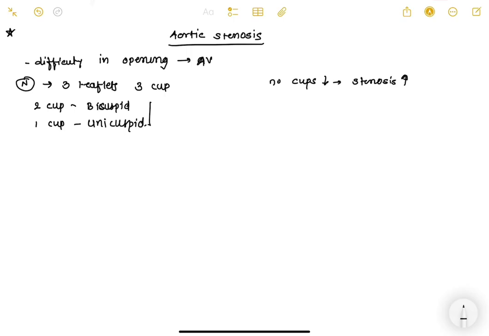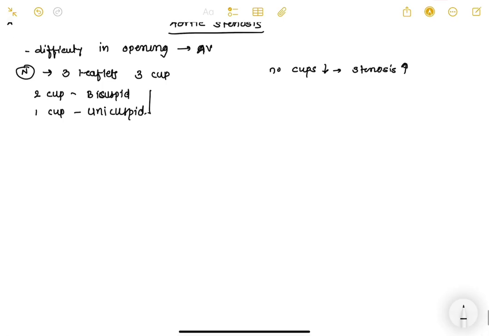Okay, first of all we will start with the pathophysiology. If you understand the pathophysiology of aortic stenosis, you can easily remember the symptoms and what clinical features we will get in it. Suppose aortic valve stenosis. What will happen first? It is the narrowing of the valve.